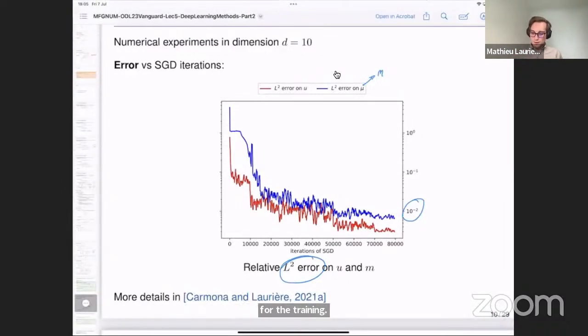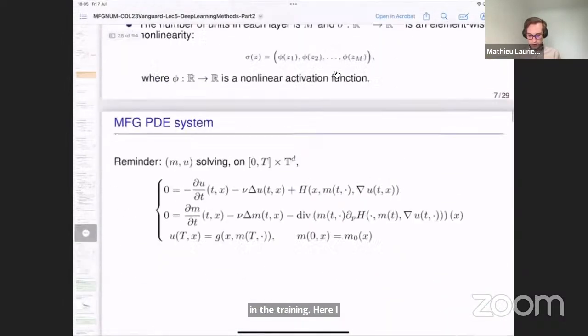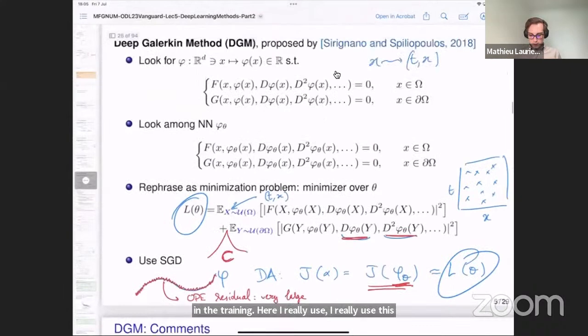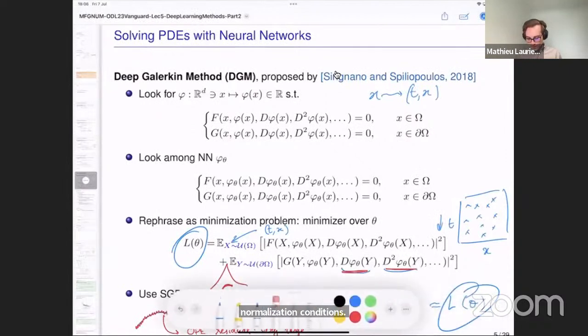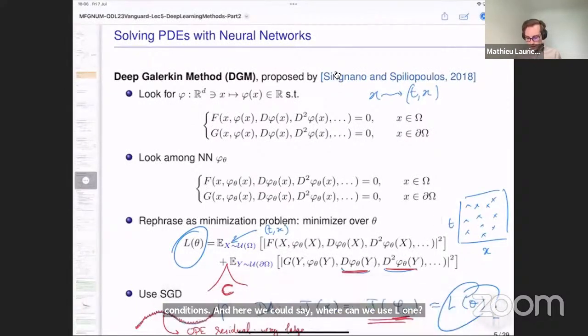In the training, here I really use this DGM loss that was written here, except it's for the 2 PDE system. So as a 2 PDEs, you combine everything as well as the normalization conditions. And here we could say, well, can we use L1? I think you can, but the drawback of L1 is that it's less smooth, right? So probably square is a better idea. But in practice, sometimes I've seen L1 work as well. So I don't have a really strict answer here.